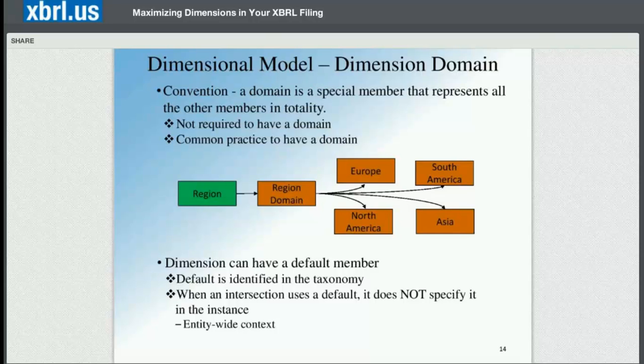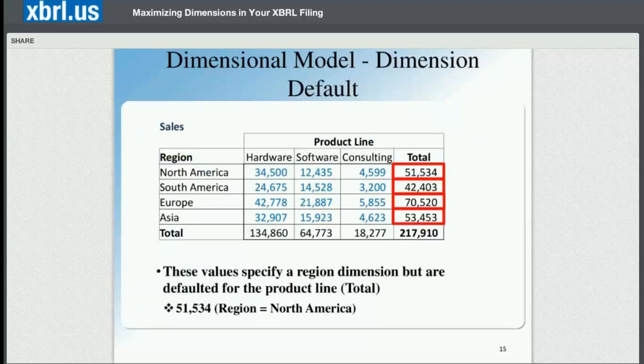Again, by convention, the domain is provided the defaulted relationship in the US GAAP Taxonomy. What that means is that the value intersecting with the domain doesn't provide any explicit information or definition on the value, and it's taken to be interpreted to mean the entity-wide context. It is non-dimensionally qualified.